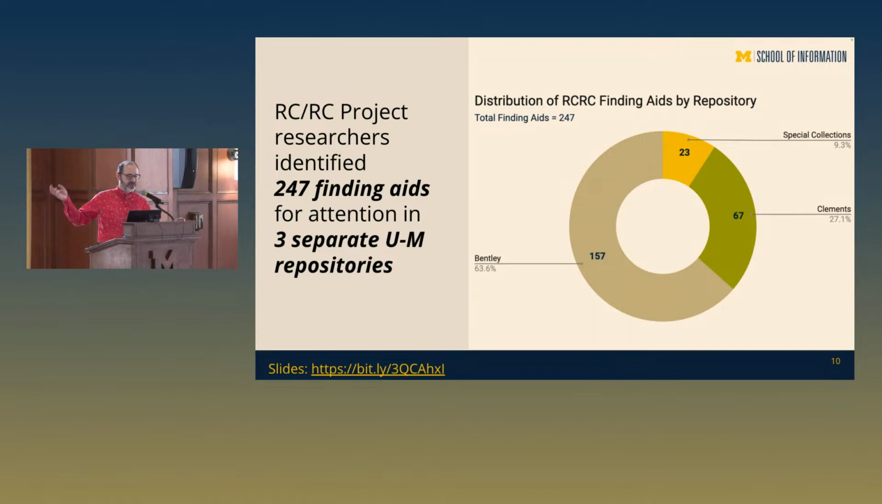So if you're familiar with the University of Michigan, you may have heard of the Bentley Historical Library. That's our main campus archives. That was the source of most of the finding aids, 157, and you'll see it listed on the slide here as Bentley. And then there's the Clements Library, which was about 30% of the finding aids. There were 67 from the Clements Library. You see that here as Clements. And then Special Collections Research Center, which is Special Collections here, had about 23 collections.